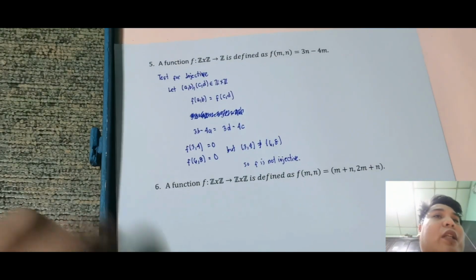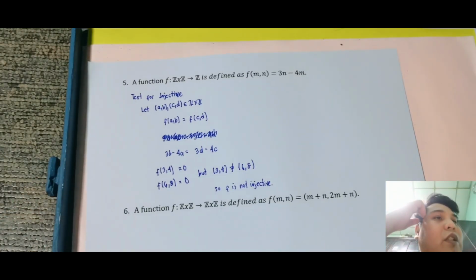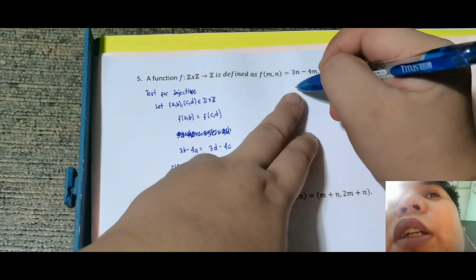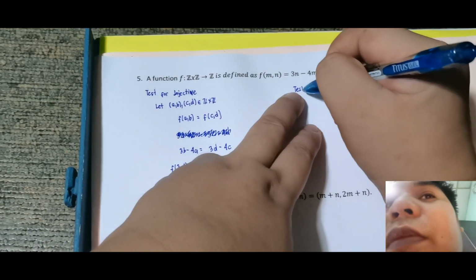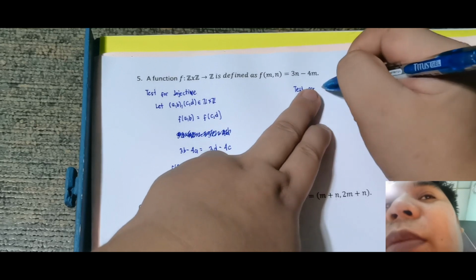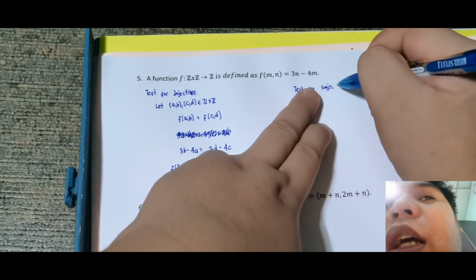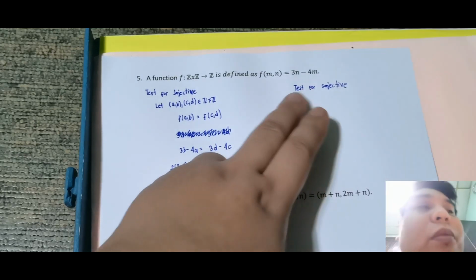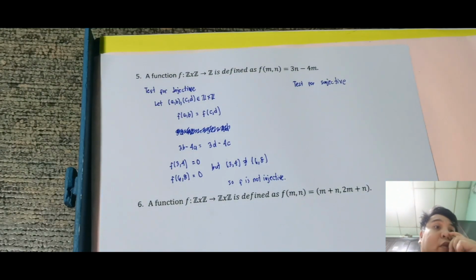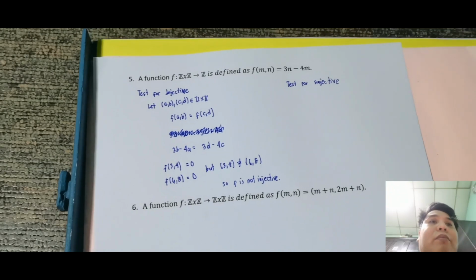Ngayon, itest natin kung siya ay surjective. Test for surjective. Nagtataka, sir, bakit tumuloy ka? Hindi na po injective. Hindi ko naman pinuprove kung bijective siya. Ang ginagawa ko lang, tinetest ko kung siya ay injective, surjective. Nagkakaroon tayo ng konting observation about this.